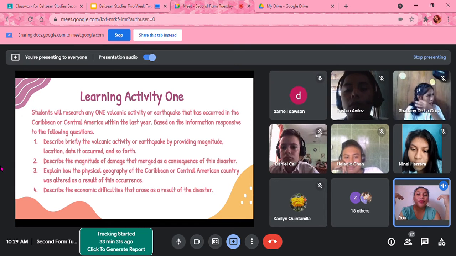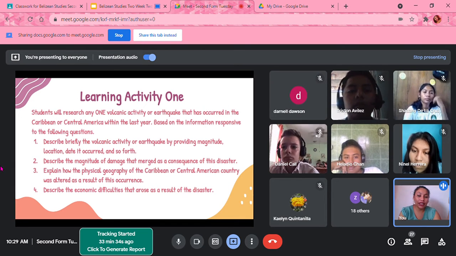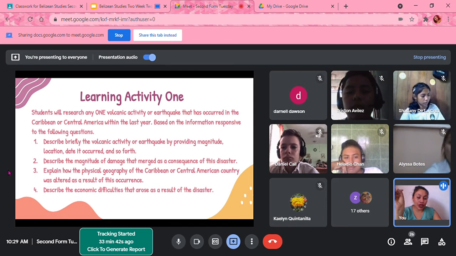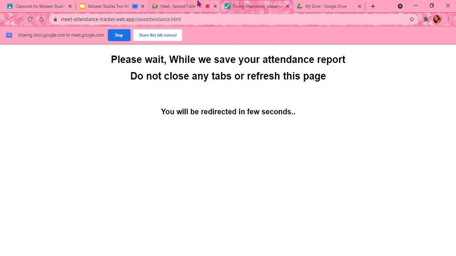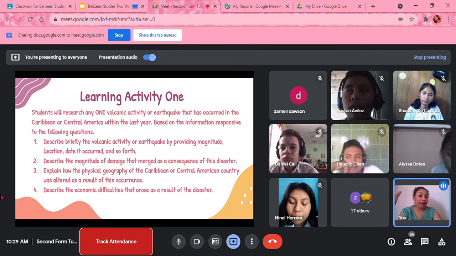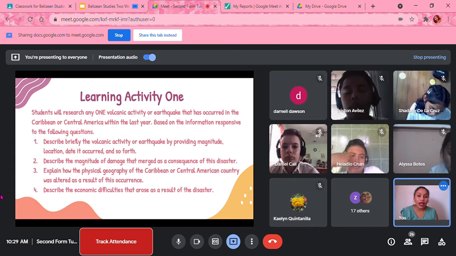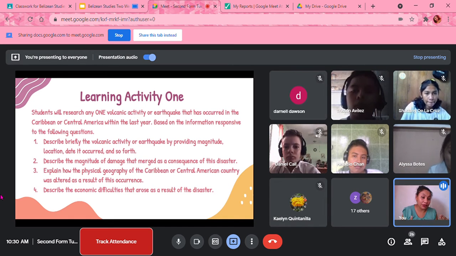Number 1, briefly describe the volcanic activity or the earthquake. You're only doing one by providing the magnitude, the location, the date that it occurred, and any other little detail that whatever research site you are using provides to you. So, for example, a volcanic activity happens on a scale from 1 to 8. An earthquake also happens on a scale. If you constantly listen to the news, you hear 6.7 earthquakes. The magnitude of an earthquake usually is a decimal point.